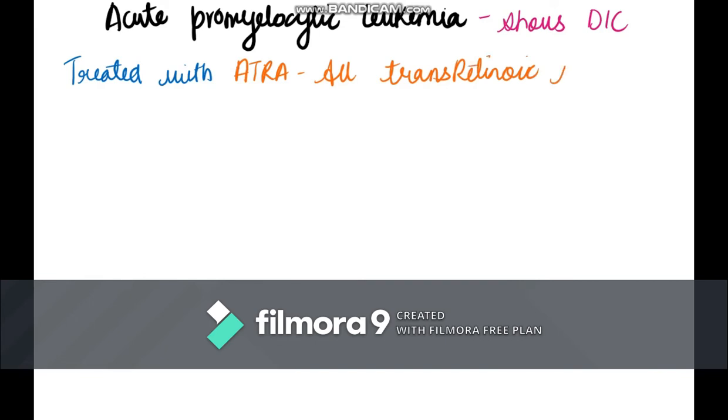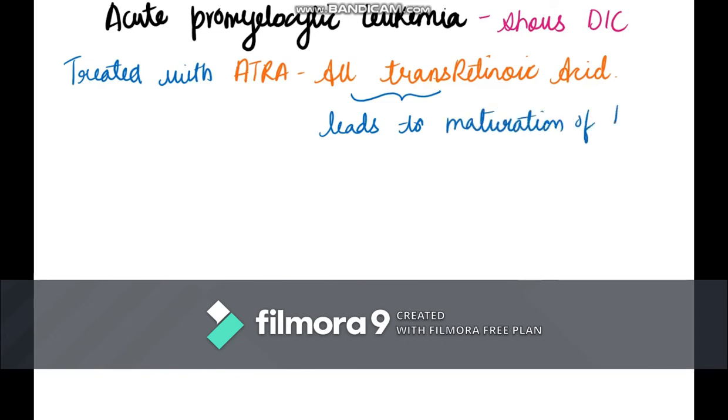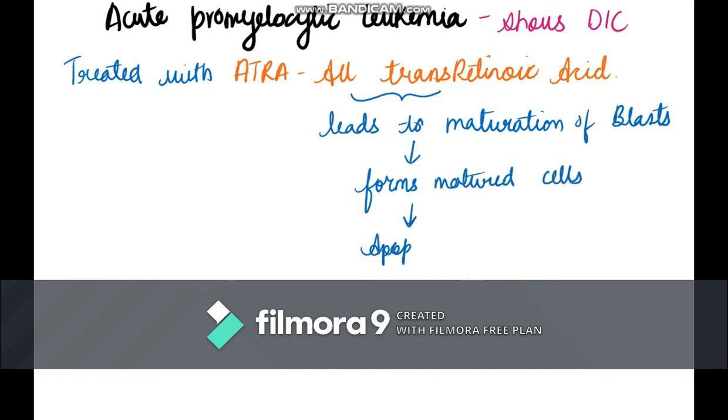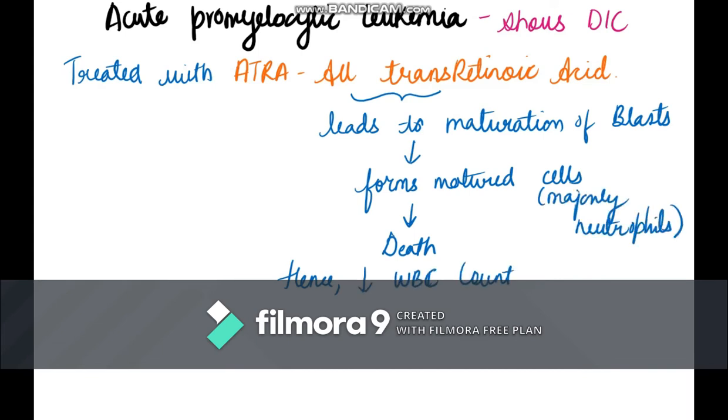Here it is treated by ATRA, which is all-trans retinoic acid, and this helps in maturation of all the cells, and hence promyelocytes will form into myelocytes, and there is no presence of promyelocytes. So this leads to death of the cells after a time period. Hence there is a decreased WBC count, and DIC is also decreased.